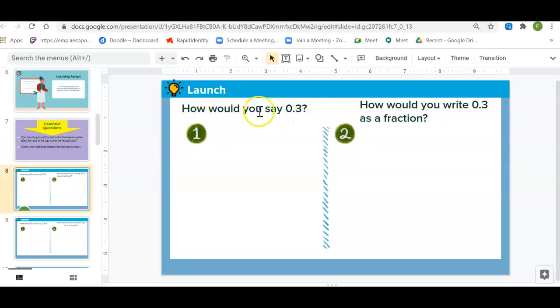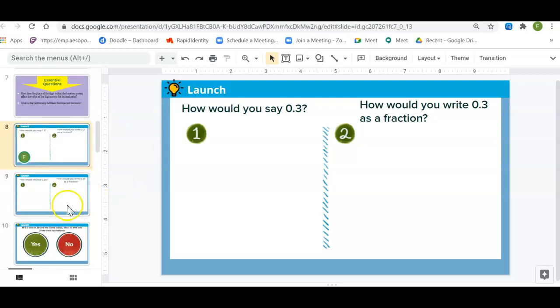The first one, how would you say 0.3? How would you say that? And the second one here, how would you write 0.3 as a fraction? So when I asked the question of how would you say 0.3, you wouldn't say 0.3. You have to say it in terms of our place value chart. Tenths, hundreds, thousands. Okay, so that's slide number 8, and we're going to come back to that in a second.